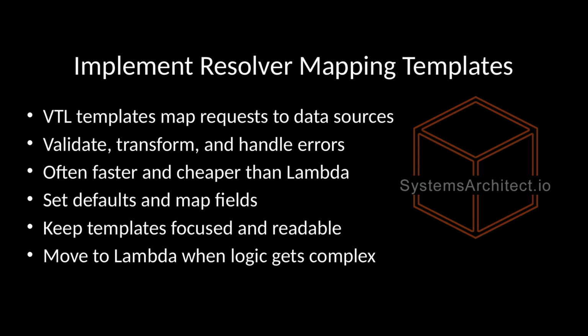6. Implement resolver mapping templates. Mapping templates, written in VTL, translate a GraphQL request into a data source operation and shape the response that comes back. Well-designed templates let you validate input, transform data, and handle errors right at the resolver boundary. Keeping this logic in the template can be faster and cheaper than routing everything through a Lambda function. When the logic grows too complex to express cleanly, that is your signal to move to a direct Lambda resolver instead.